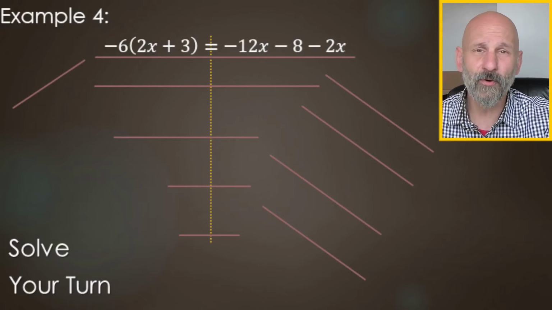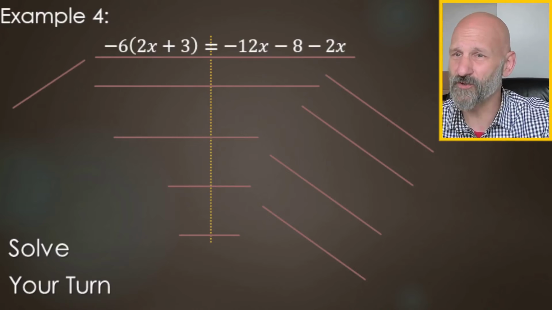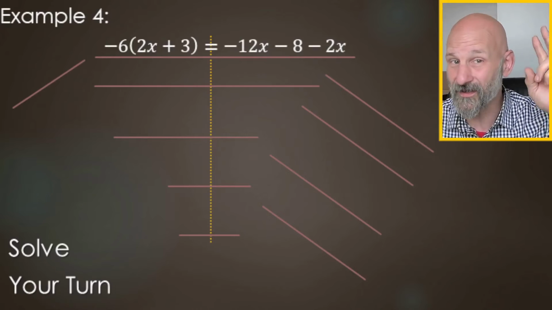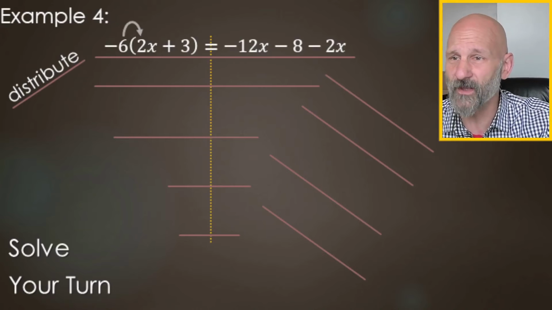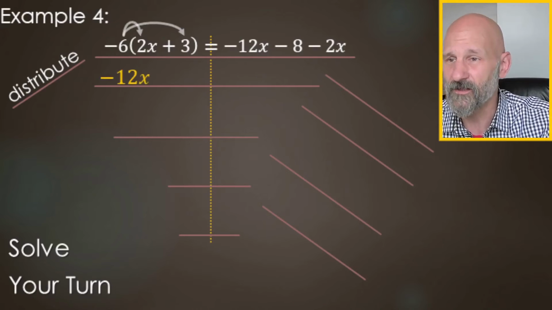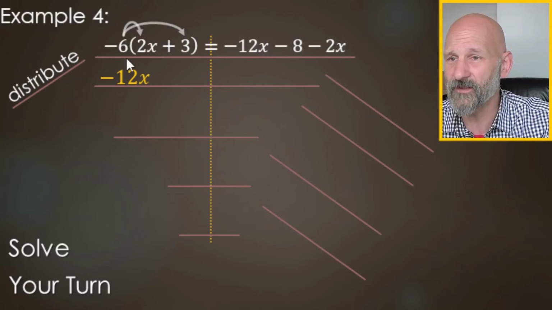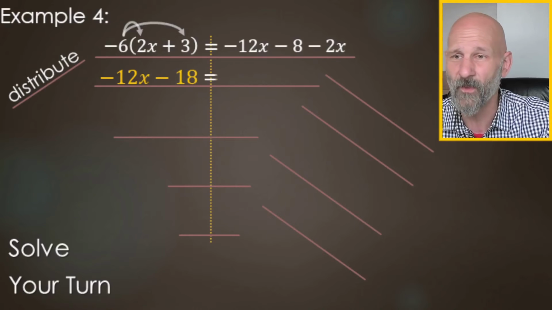So if we look at both sides of the equal sign, we still have some distributing, some adding like terms, some simplification that we need to do. That left side is going to be distribute. Negative 6 times 2x. It's going to make negative 12x. Negative 6 times the positive 3 will be a minus or a negative 18 equals.